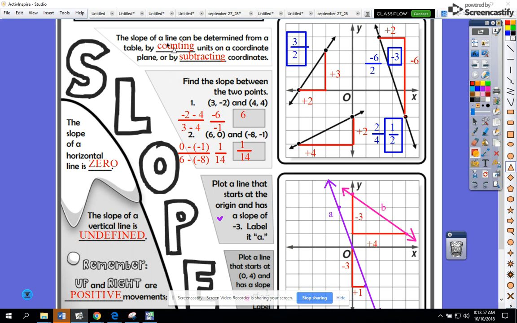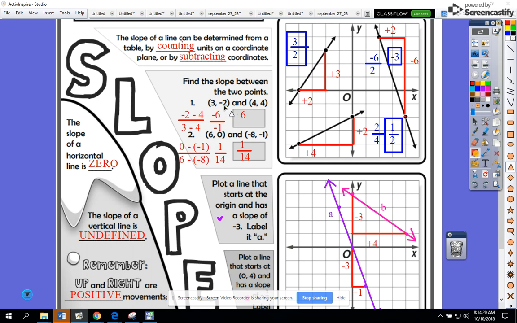So the slope of a line can be determined from the table or by counting units on a coordinate plane or by subtracting coordinates. So if I want to find the slope between 2 points, (3, -2) and (4, 4), one option is actually to go ahead and graph these on graph paper, and then you can also count the vertical and horizontal change. When you're finding change of 2 numbers, though, what you're really doing is subtracting.